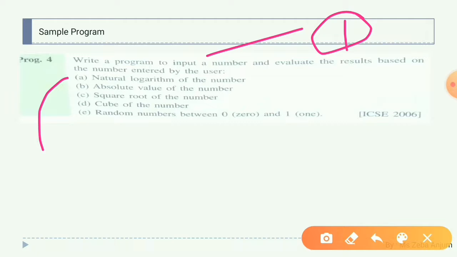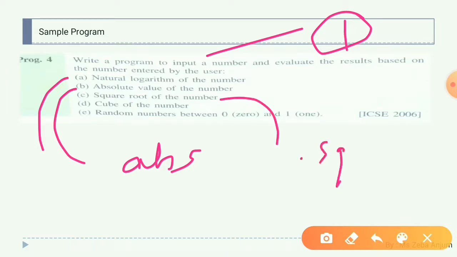In the second one, absolute value, then you will be calculating what? Math.abs. In the third one you are going to calculate the square root, so again Math.sqrt you will be using. In the fourth one, cube of a number. Now please remember, over here we have to calculate cube, not the cube root.